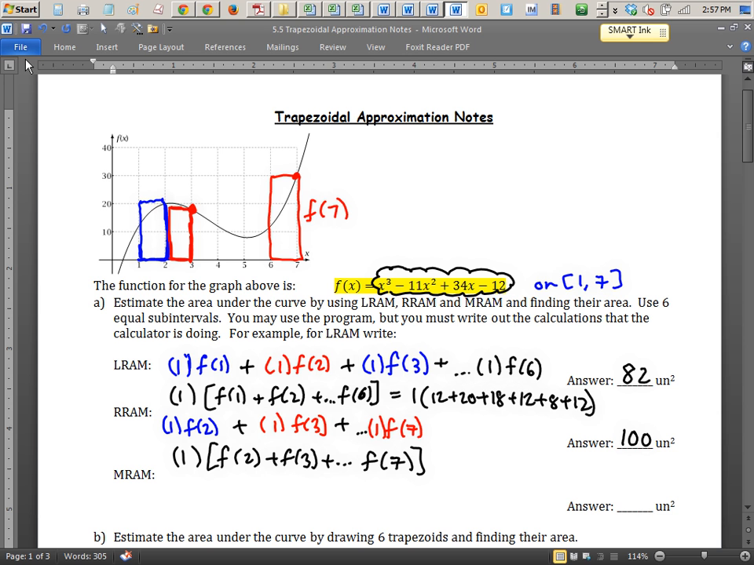Okay, and then we have the method where you use the midpoint to construct the height of the rectangle. So we can actually still keep these widths like this, but the tops of the rectangles look different. So we'll start like that. How do we construct the heights?